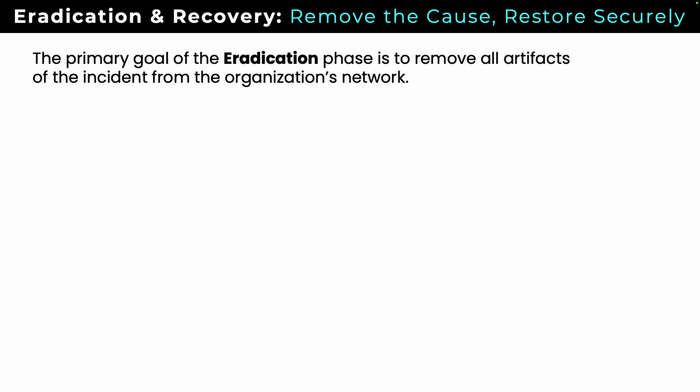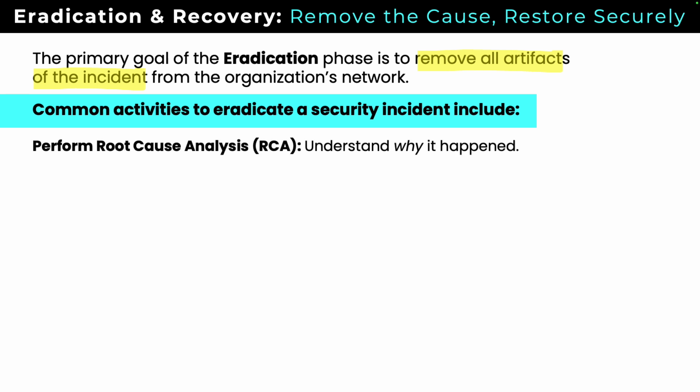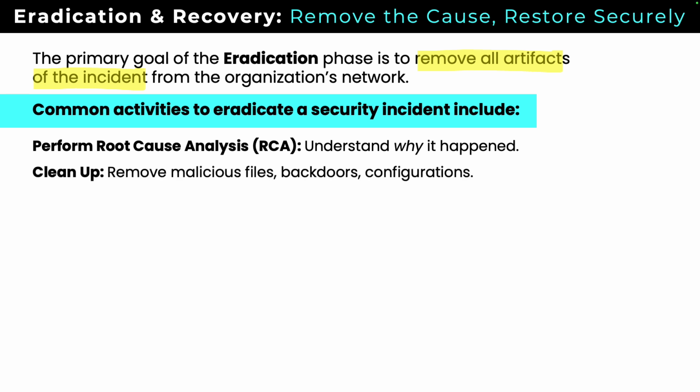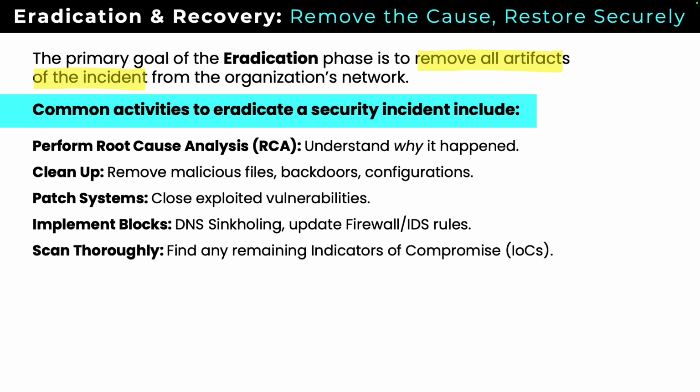The primary goal of the eradication phase is to remove all artifacts of the incident from the organization's network. Common activities to eradicate a security incident would include performing root cause analysis, understanding why it happened, cleanup, removing malicious files, backdoors, bad configurations, patching systems, closing down those exploited vulnerabilities, implementing blocks, DNS sinkholes, updating our firewall and intrusion detection system rules, scanning thoroughly to find any remaining indicators of compromise. Remember, we're trying to prevent recurrence here.